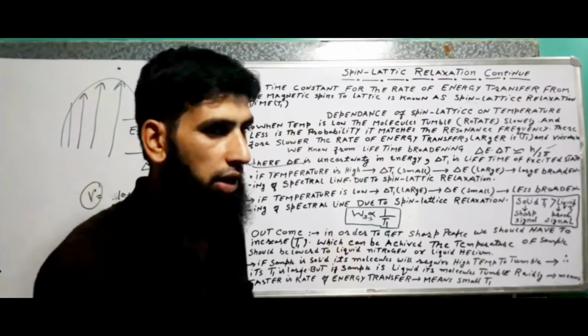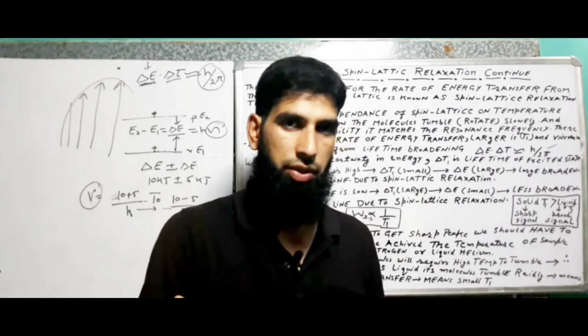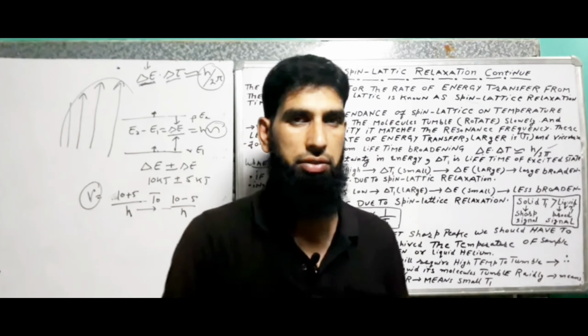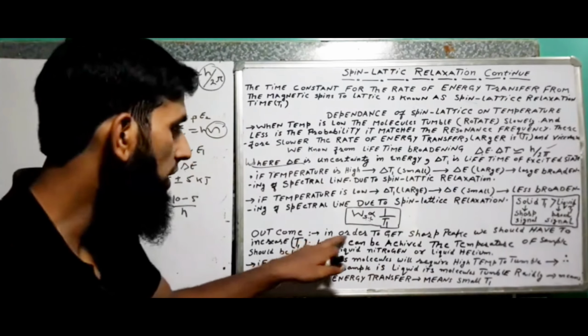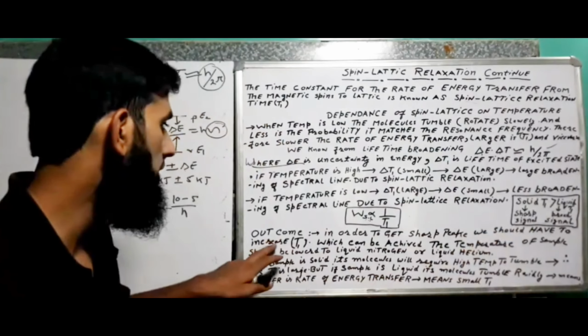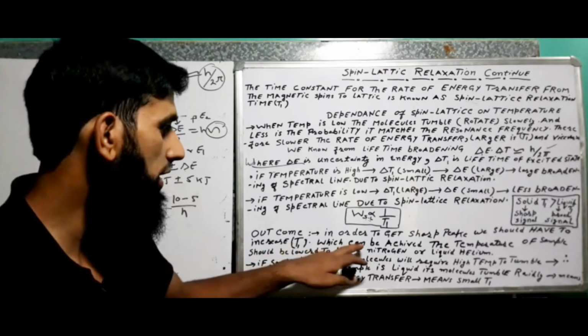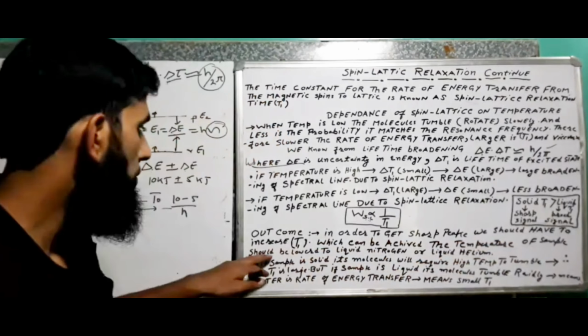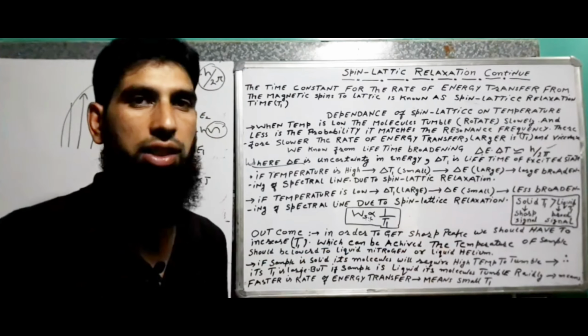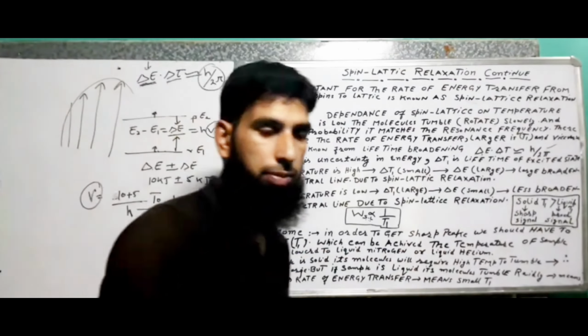So we have to keep the temperature of our sample at liquid nitrogen or liquid helium. I have written this line: in order to get a sharp peak, we should increase T1. How will we increase it? This can be achieved when the temperature of the sample is lowered to that of liquid nitrogen or liquid helium. Okay, definitely.